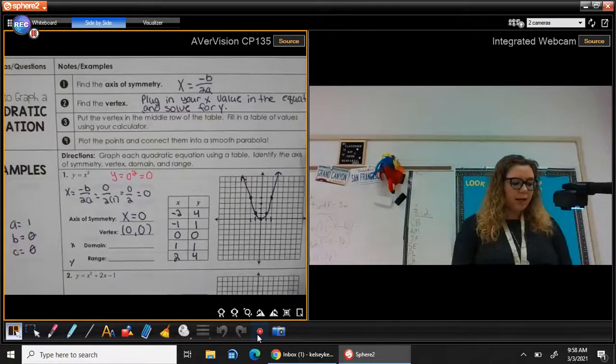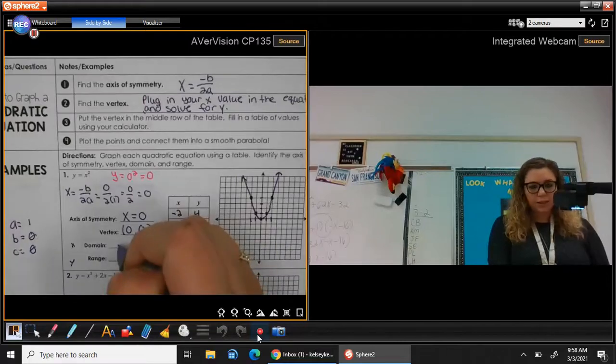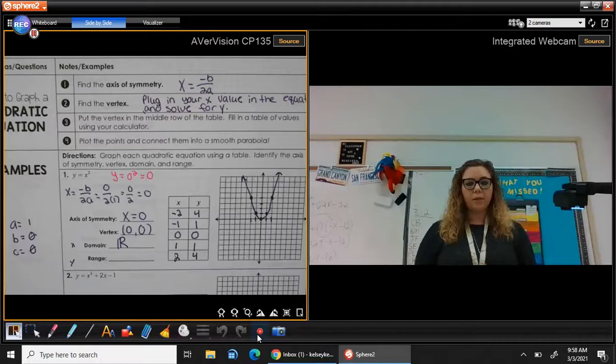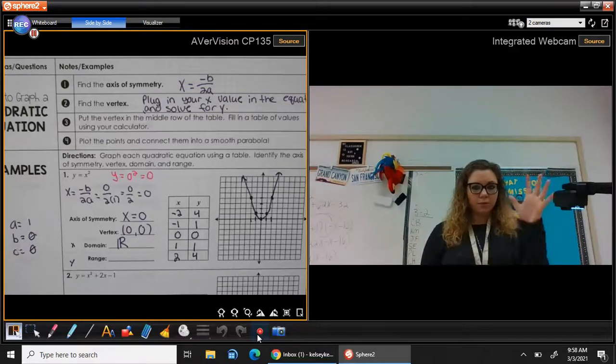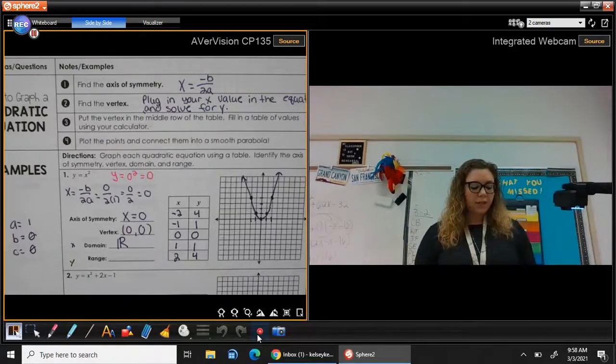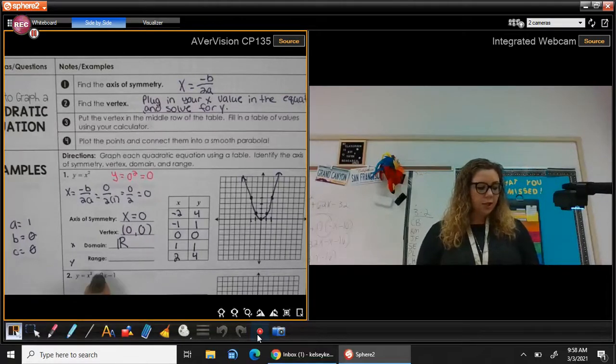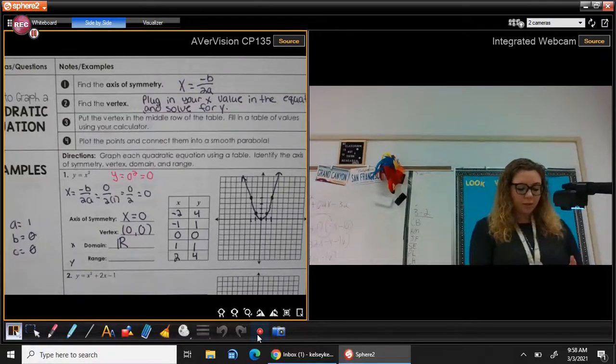So your domain for quadratics is always going to be the same. It's always going to be real numbers, okay? That means it includes all numbers. Your range is how low does it go or how far up does it go. And so to look at your range, okay, it's always going to be y something.